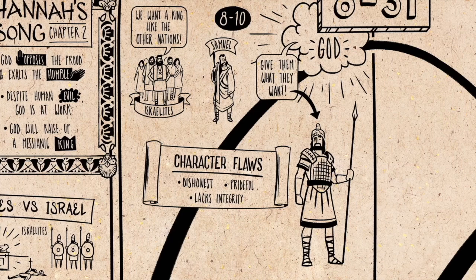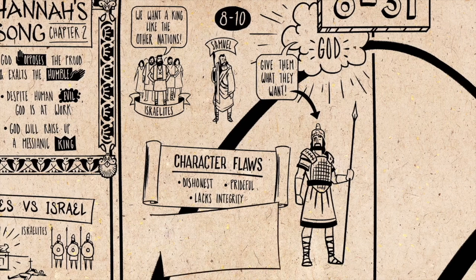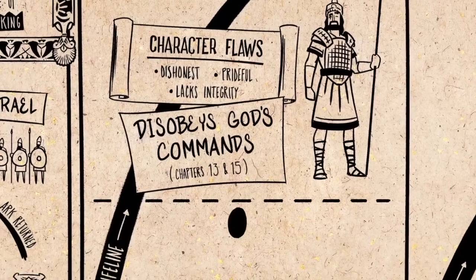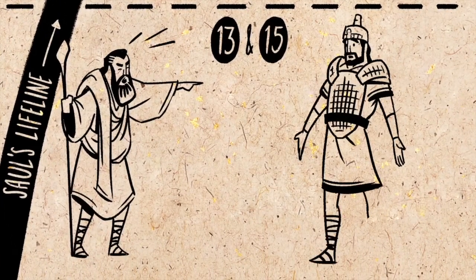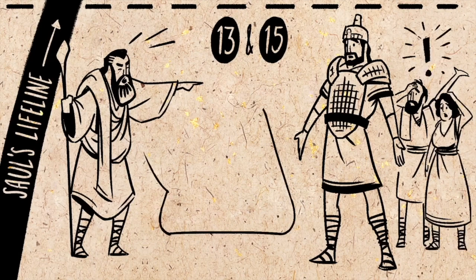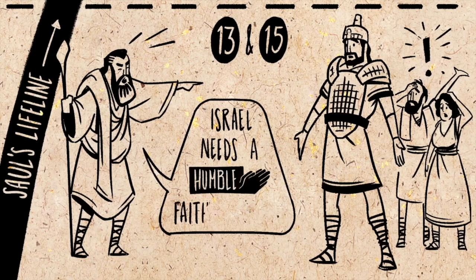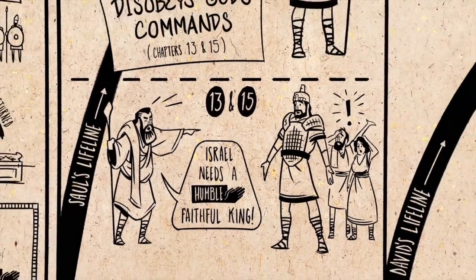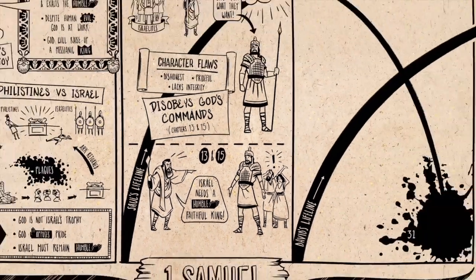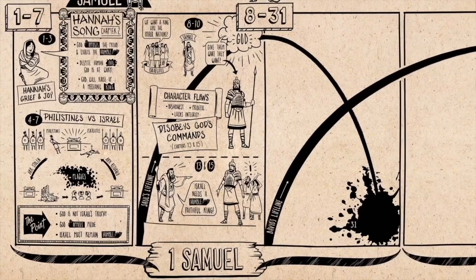He wins some battles at the beginning, but his flaws run so deep, he eventually disqualifies himself by blatantly disobeying God's commands. And so the aging Samuel confronts Saul and Israel. He had warned the people that they would only benefit from a king who's humble and faithful to God. Otherwise, the kings of Israel will bring ruin. So he informs Saul that God is going to raise up a new king to replace him.